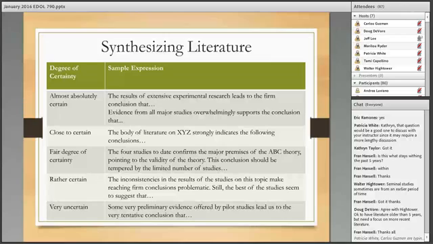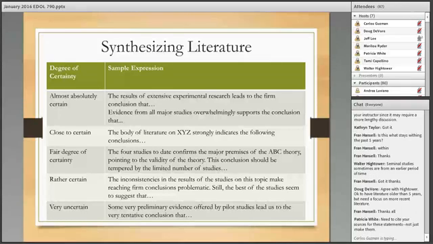The next degree of certainty, close to certain, here's a sample expression: the body of literature on XYZ topic strongly indicates the following conclusion. Strongly indicates meaning it's not 100%, but most experts would agree that this is the conclusion.